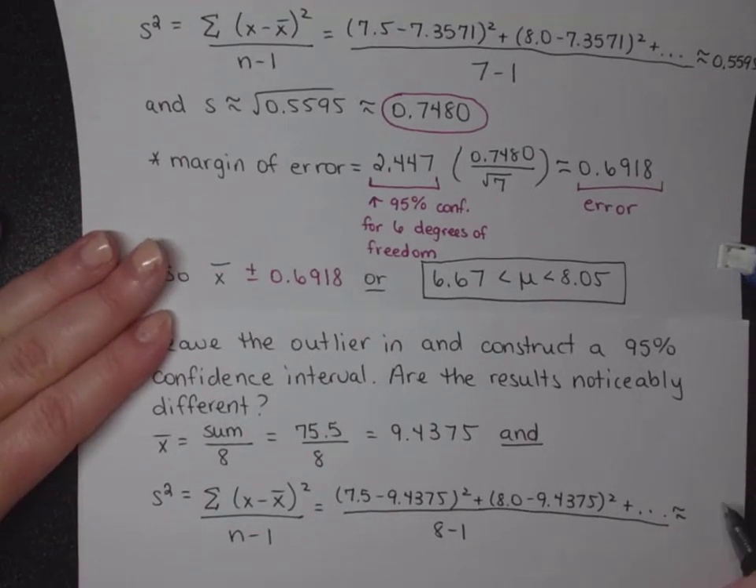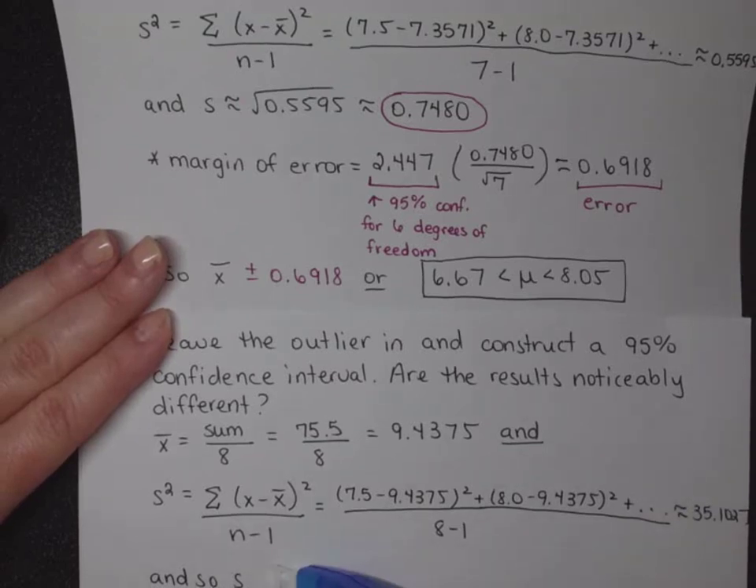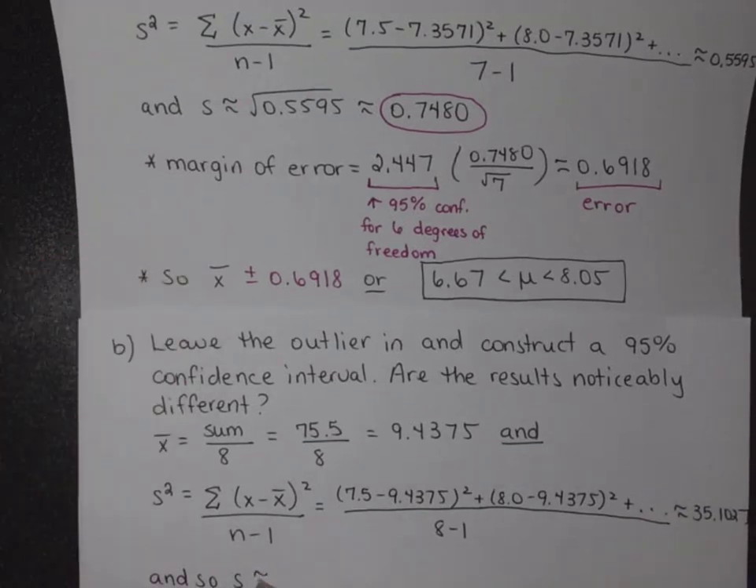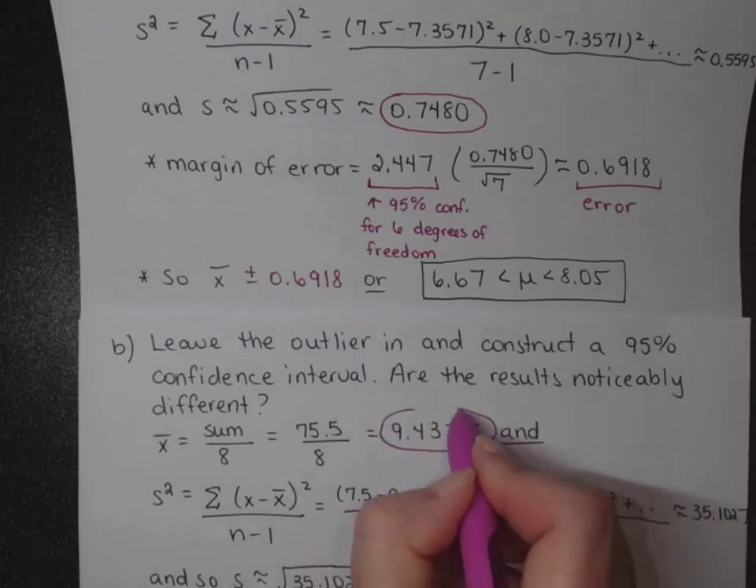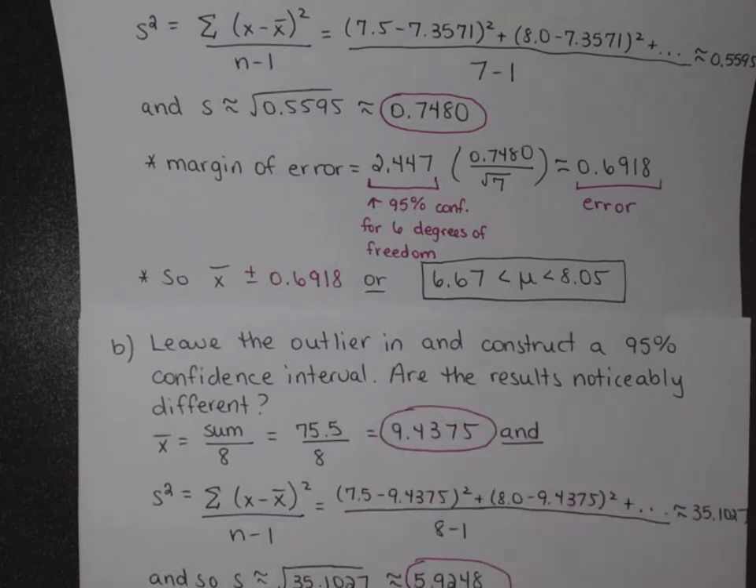So we end up getting S squared to be 35.1027. And so S is going to be approximately the square root of that. I say approximately because that's not an exact value to begin with. So it ends up being 5.9248. So these are the values I'm going to use this time. Okay, that's my mean and my standard deviation that I'll use.